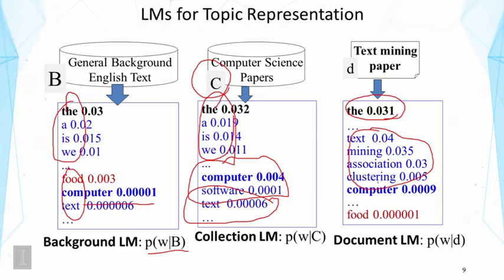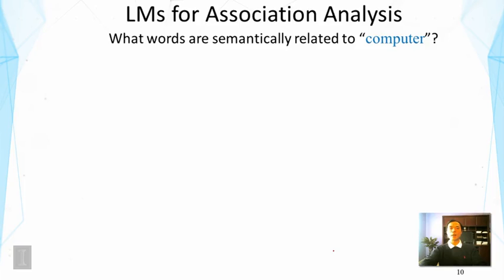So this means, again, based on different text data, we can have a different model, and the model captures the topic. So we call this document language model, and we call this collection language model. And later you will see how they're used in the retrieval function. But now let's look at another use of this model. Can we statistically find what words are semantically related to computer?